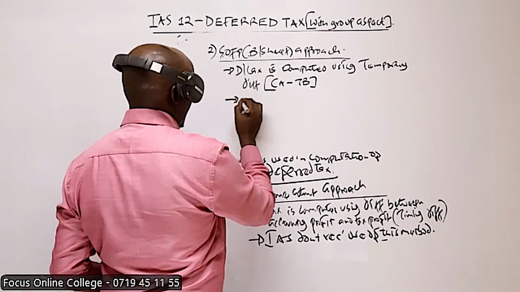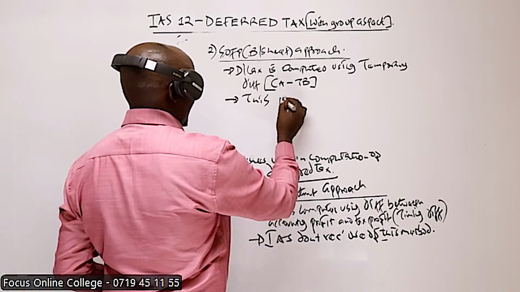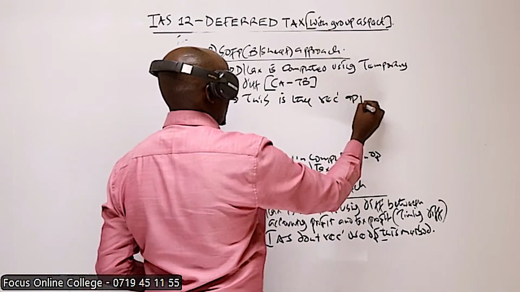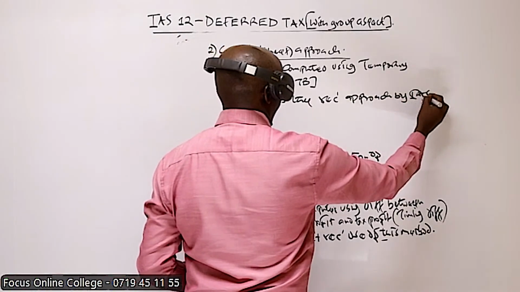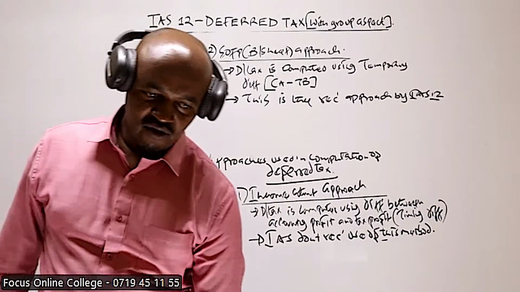And basically, this is the recommended approach. So we can say this is the approach recommended by IAS 12. The International Accounting Standard number 12 basically recommends the use of this method.